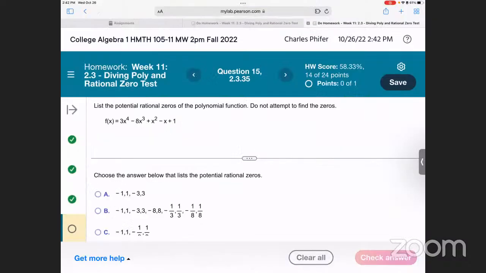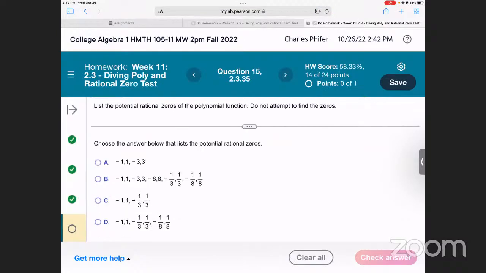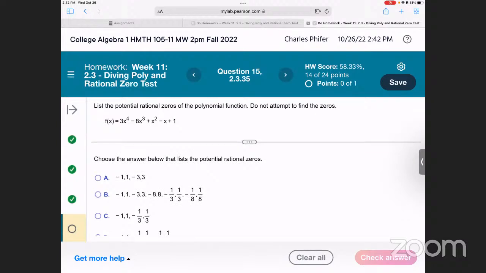Okay, there we go. All right, so let me touch on this one. This is an application of the rational zero test. The rational zero test comes out of doing all the combinations with the factors of the constant term divided by the factors of the leading coefficient.